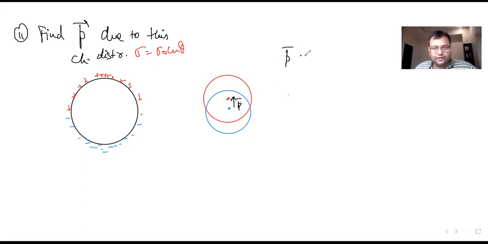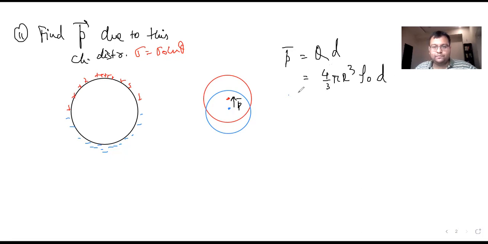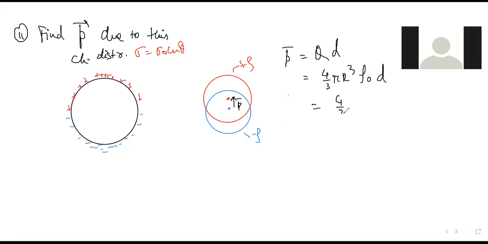And so the dipole moment can be written as q into d, where q is how much? Q will be 4 by 3 pi r cube into rho naught, into d. You get that? One is a plus rho sphere, the other is a minus rho sphere, so concentrating both charges at the center, same old things. And now 4 by 3 pi r cube, rho naught into d can be replaced by sigma naught, so I can write it as 4 by 3 pi r cube sigma naught. That's the dipole moment.